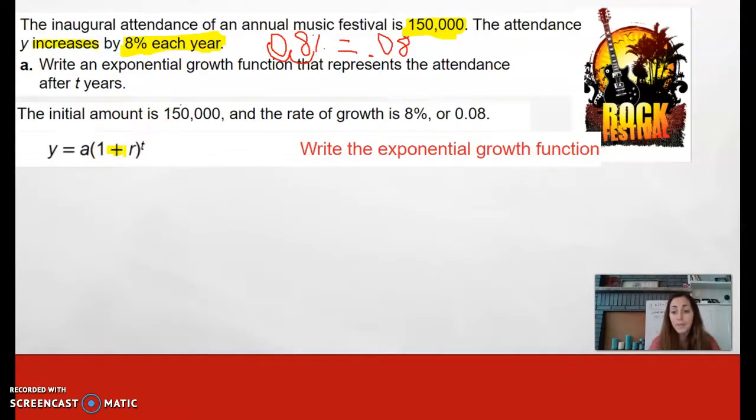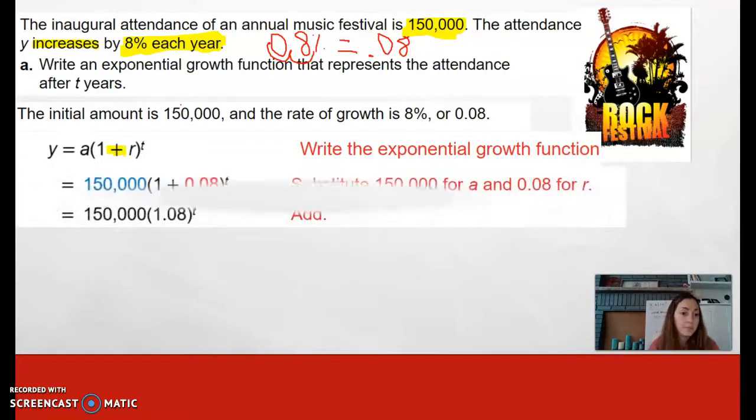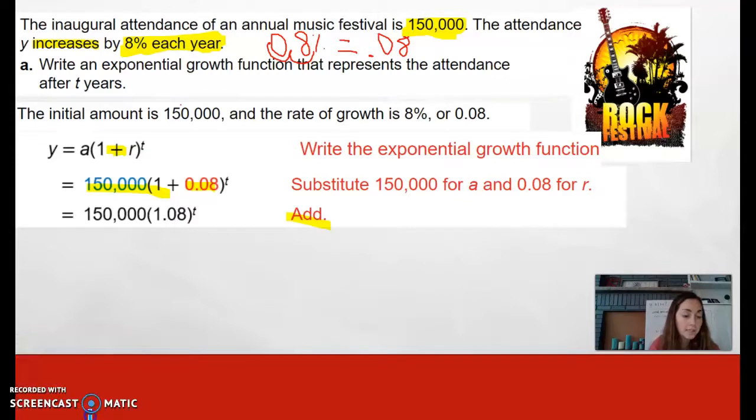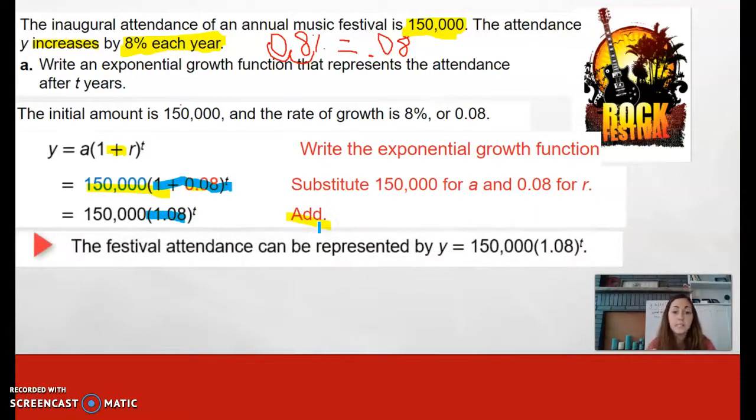Okay, so now all I do is plug in, right? My A is 150,000. My R is 0.08. These are the two values I add in, and now I can add. It says add, so we should add. What is 1 plus 0.08? And that's the really nice part, because it's just 1 plus that amount, so 1.08. And now this is the formula. There's nothing to do here other than write the answer. The festival attendance can be represented by y equals 150,000 times 1.08 to the t power.